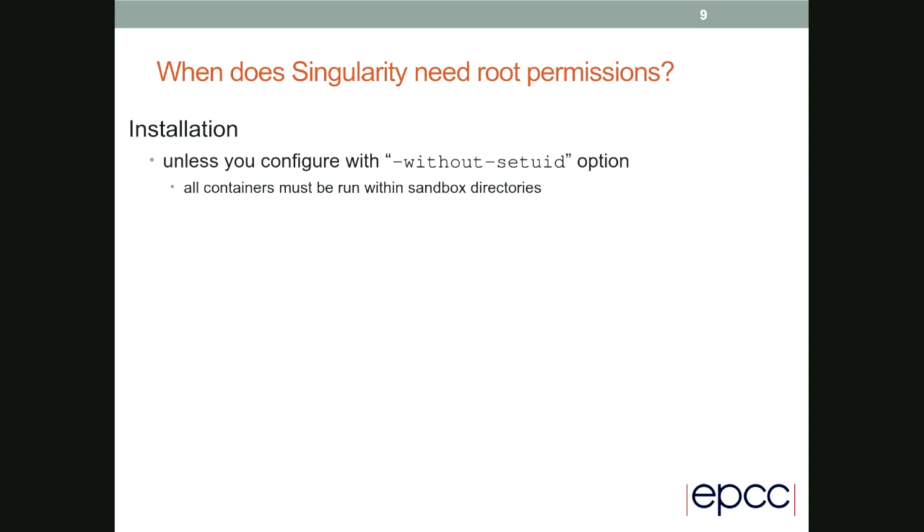But unfortunately, that has the side effect that all containers have to be run within sandbox directories. And this takes a lot of time to set up. If we're running over a fully packed node, so on Cirrus that's 36 cores, then you'd have 36 sandboxes that need to be created and stored somewhere on the file system. So that can take up a lot of disk space, and it's really too slow to actually use. So it's better to install with root access.